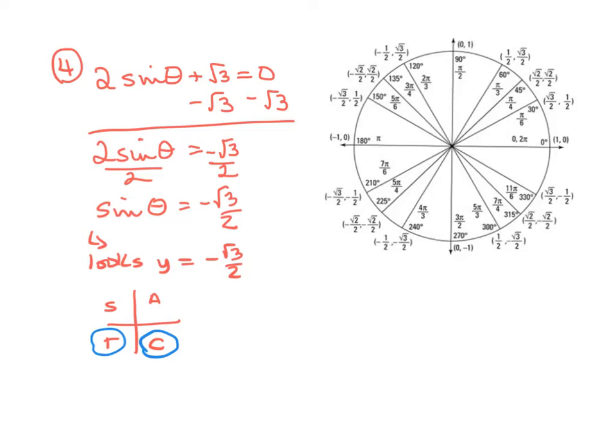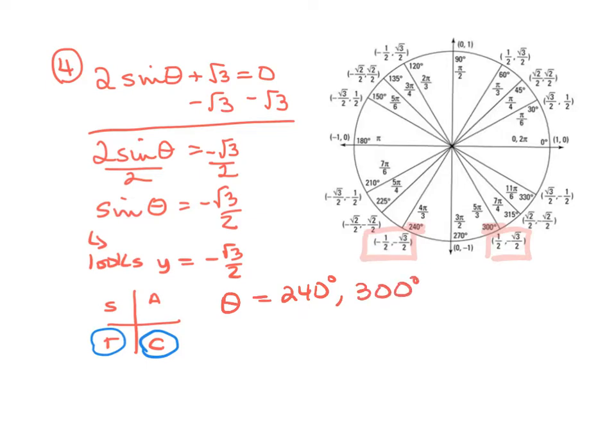So if I come over here, I can see that it's going to be at this order pair, which is 240. And then it's also negative over here, and that's 300 degrees. So the answers for theta are going to be 240 and 300.